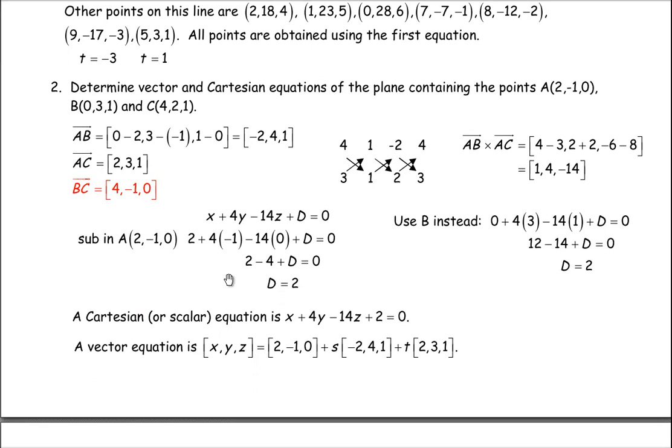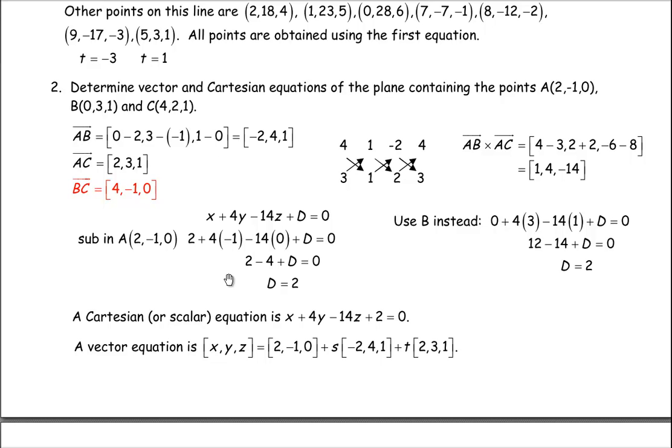For number 2, you're asked to determine vector and Cartesian equations. Cartesian and scalar mean the same thing. Equations of the plane containing the points (2, -1, 0), (0, 3, 1), and (4, 2, 1). So in order to find vector equations, and we need them to find Cartesian as well, you need a pair of vectors that are parallel to the plane. So find vectors between pairs of points.